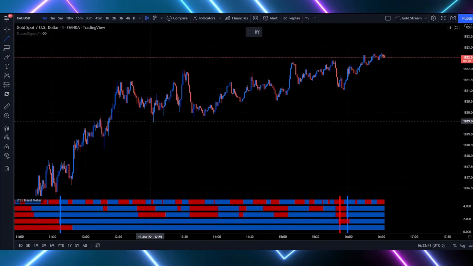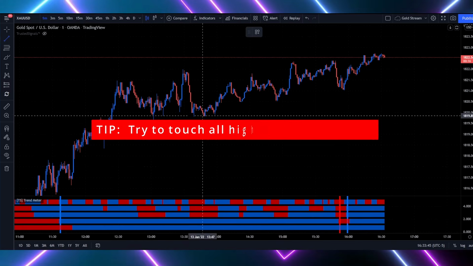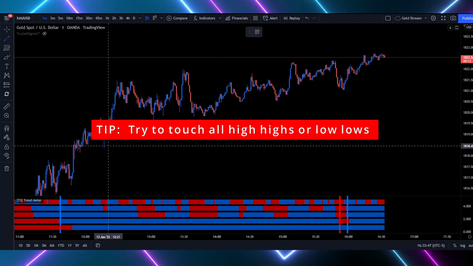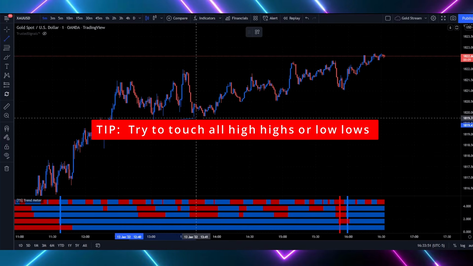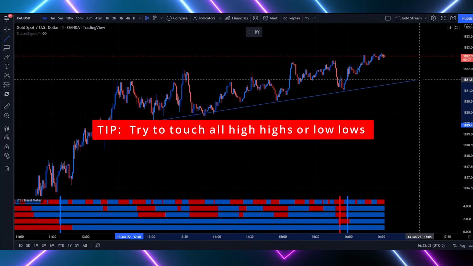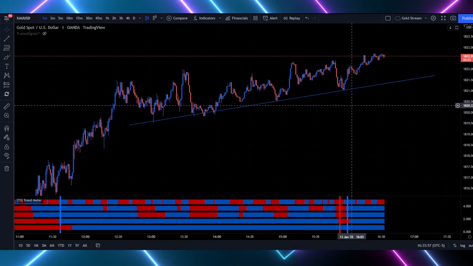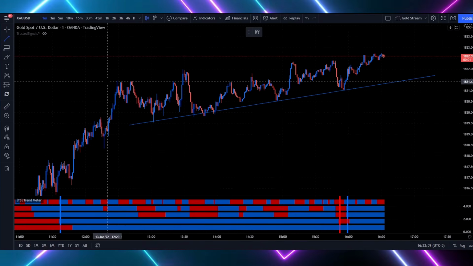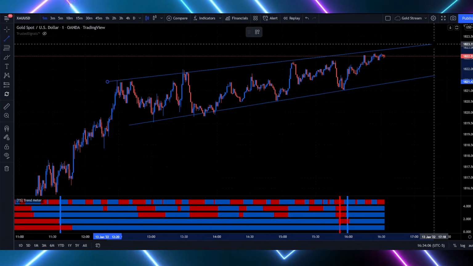Let's go ahead and draw these channels. We're going to find an area where we can catch all of these bottoms. What I like to do is just draw it from here. Boom. Let's try to hit all of those and the last one. Then we're going to do the same thing for the top, and I'm going to make sure that I hit this level right here.